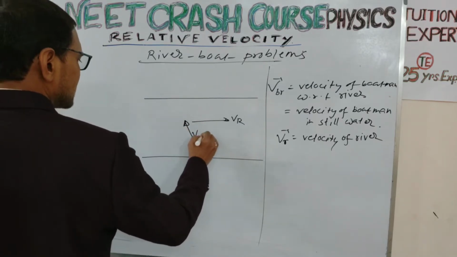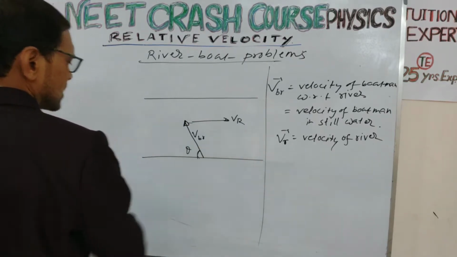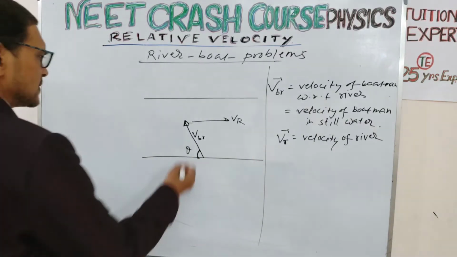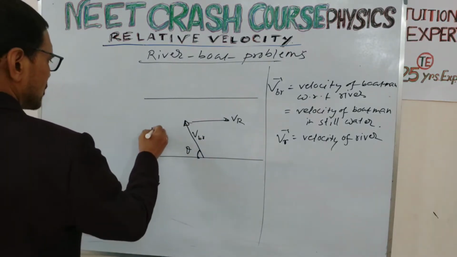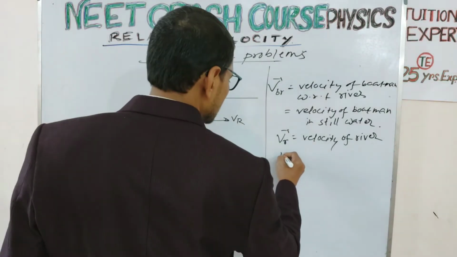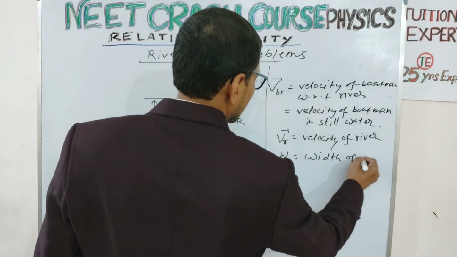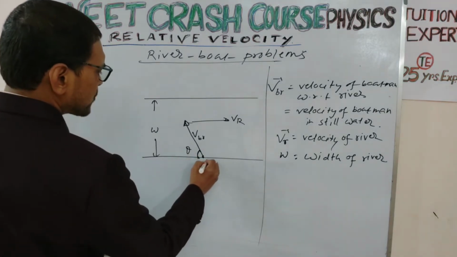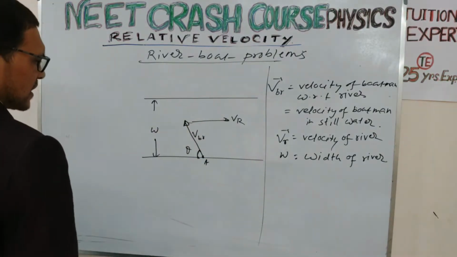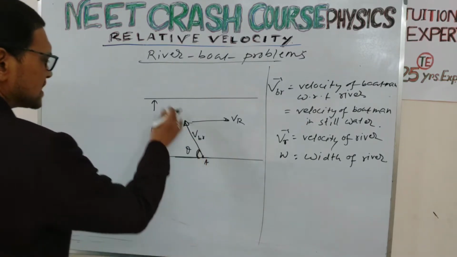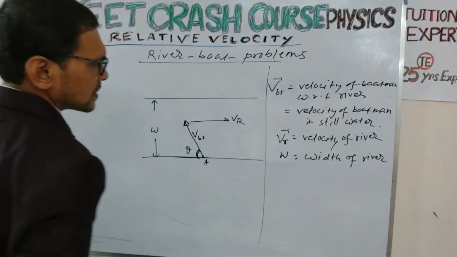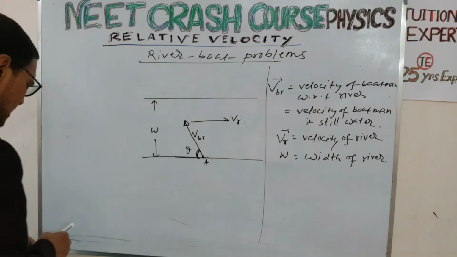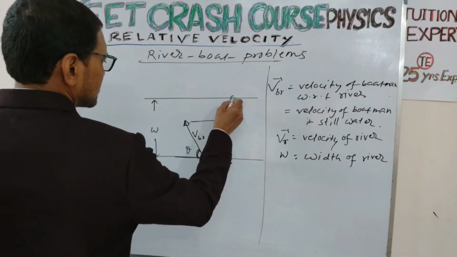Now what happens if VBR is along this direction at an angle theta? We consider this is at an angle theta. W is equal to the width of the river. So suppose the boatman starts from this point and wants to cross the river, and he starts at an angle theta with the bank this way, and the velocity of the river VR is this. So what happens here? Here the man can reach this point or this point.